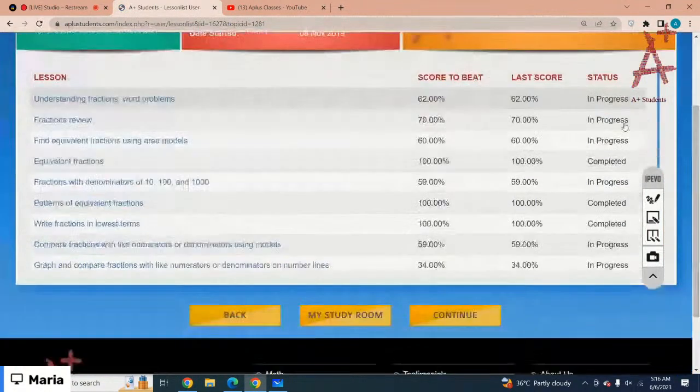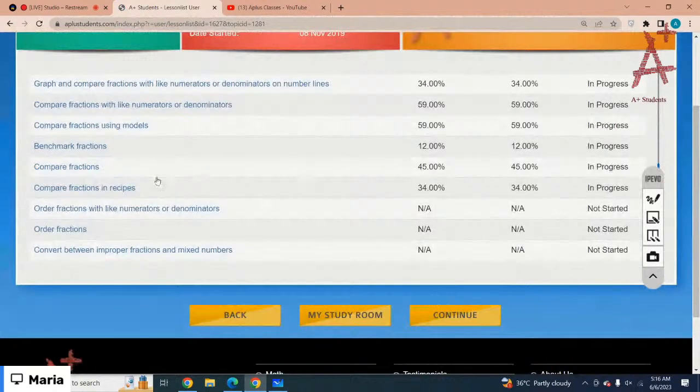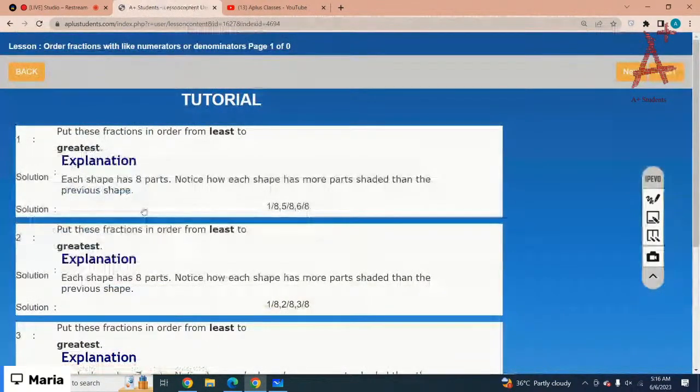Okay, the next lesson is order fractions with like denominators. So you have to order fractions. Put these fractions in order from least to greatest.